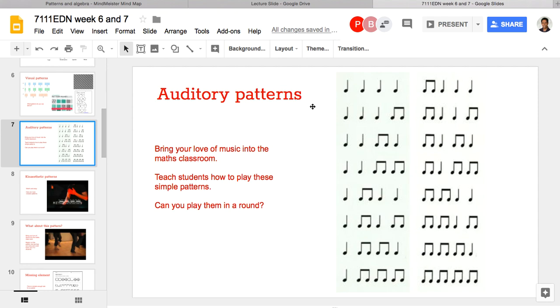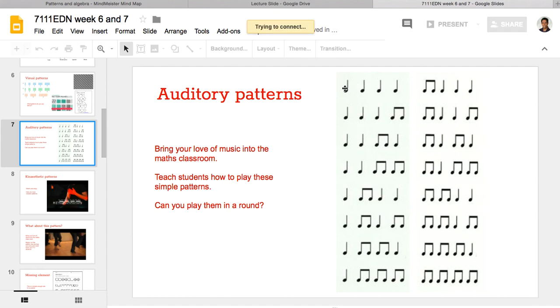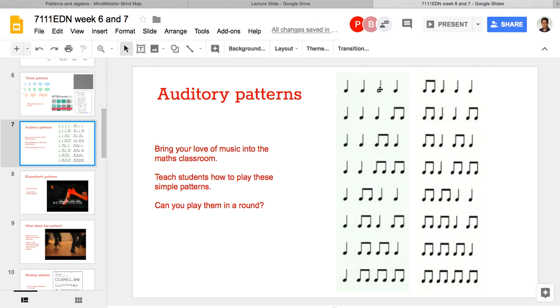So for those of you who understand music, you'd understand that these are crotchets, and crotchets mean that they are 1 beat per note. If I use tas to represent these rhythms, I'll say them out. This rhythm would be ta, ta, ta, ta, ta, ta, ta, ta, ta, ta, ta, ta.